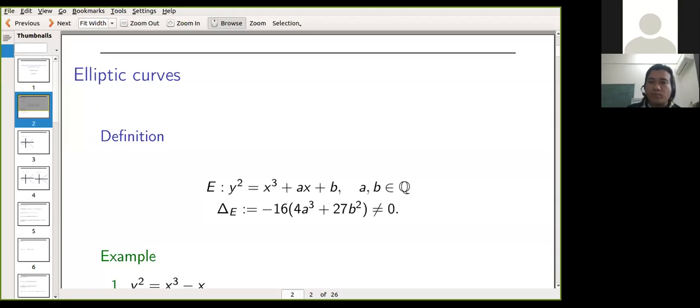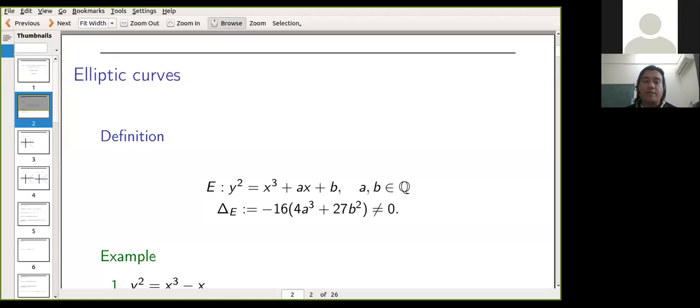CM elliptic curves. So first I begin with a brief definition of what CM elliptic curves are. Then I'll talk a little bit about the attached L-functions, and then what we know about the p-adic nature of these L-functions. Okay, so elliptic curves are very simple-minded objects.